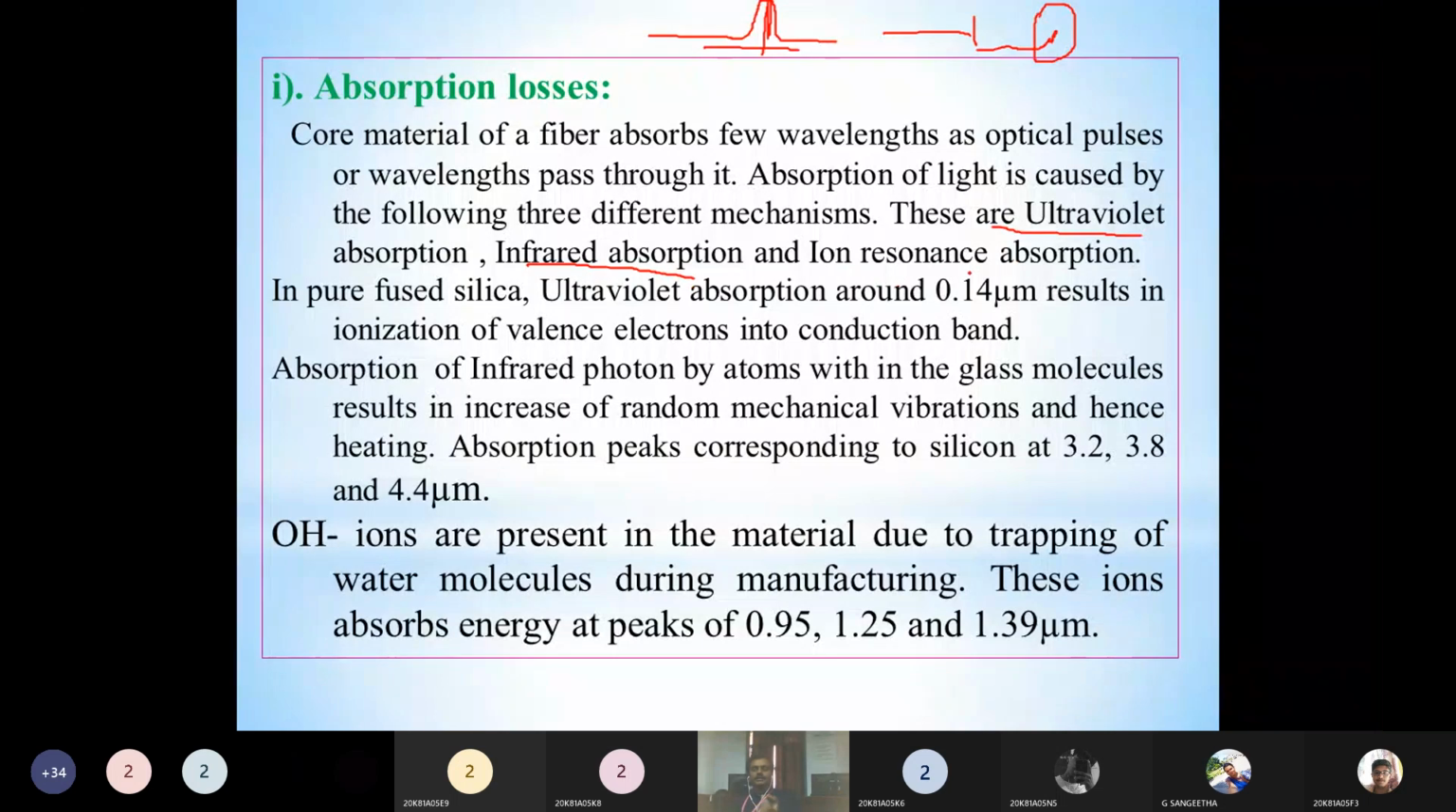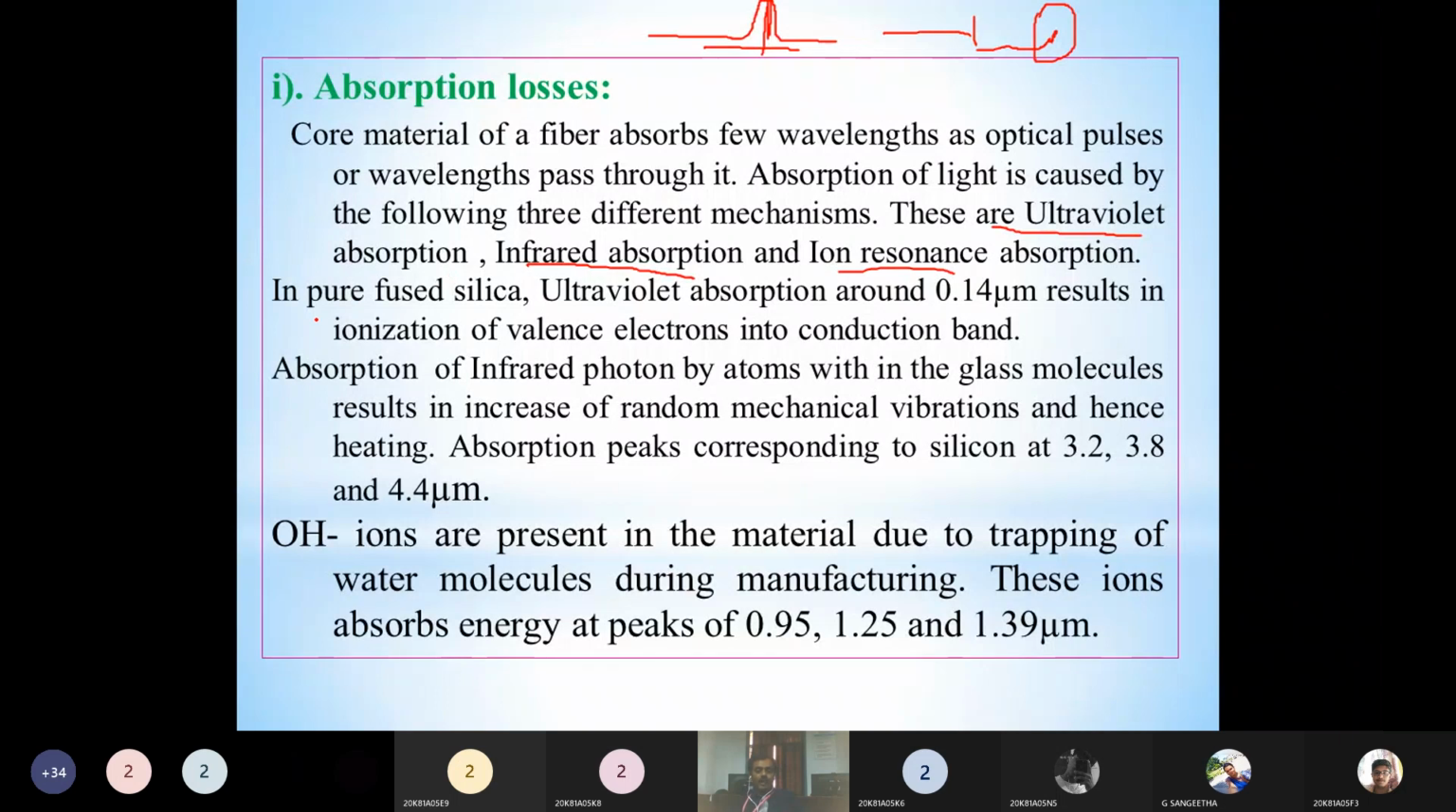And ion resonance means the ion will be excited. When it absorbs the energy, it goes to the excited state, so that is the ion resonance. So different absorption processes will be there. Because of these reasons, the optical fiber absorbs some light, and because of that absorption, some light may be lost inside the optical fiber itself.